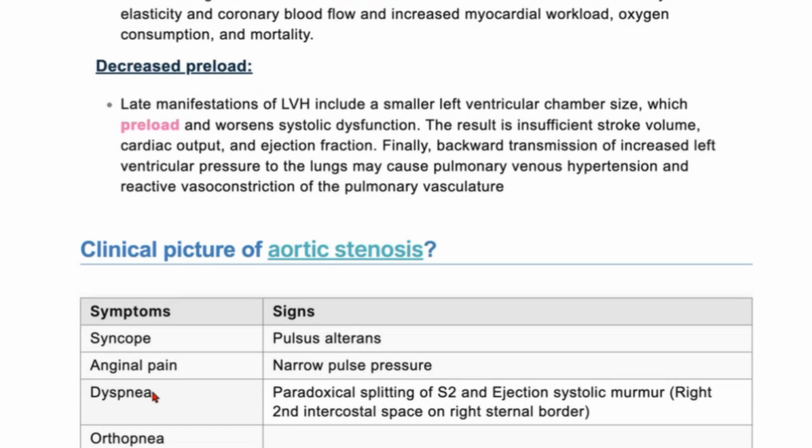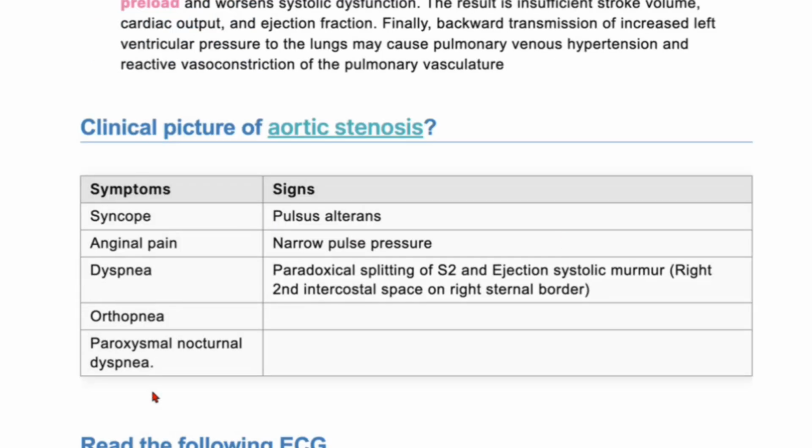And you can have some signs. This is pulsus tardus, narrow pulse pressure, and the paradoxical splitting. So always classify, when I ask you clinical picture, we'll go through signs and symptoms. So always try to classify it into symptoms and signs. That's the only comment here.